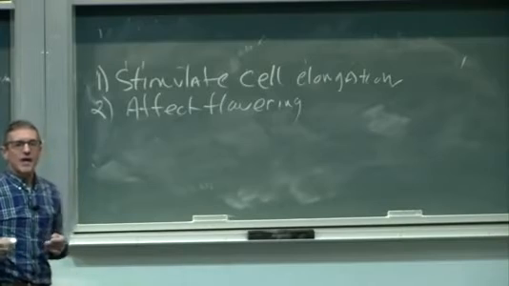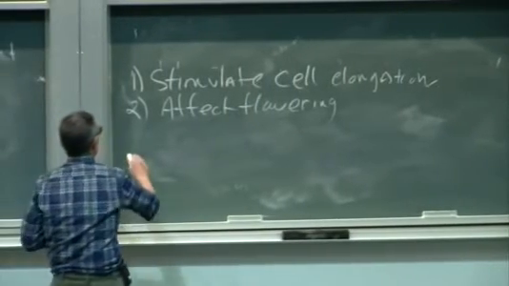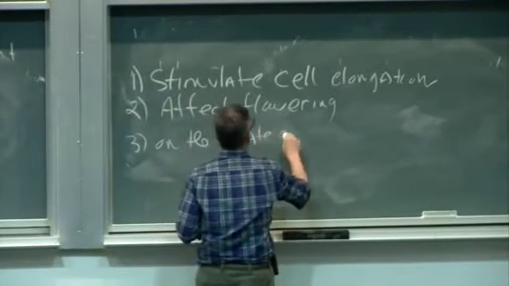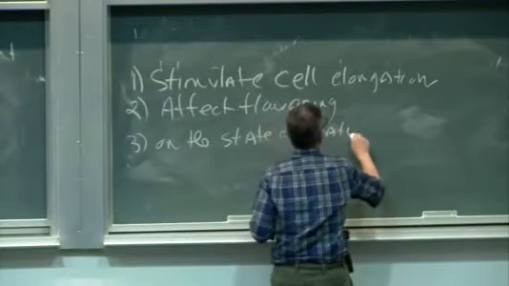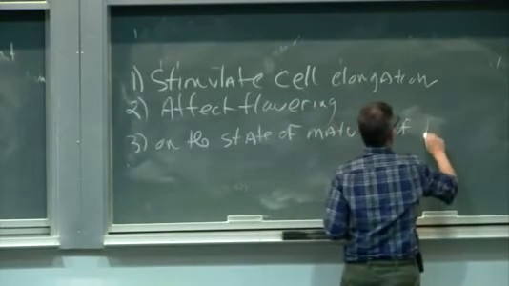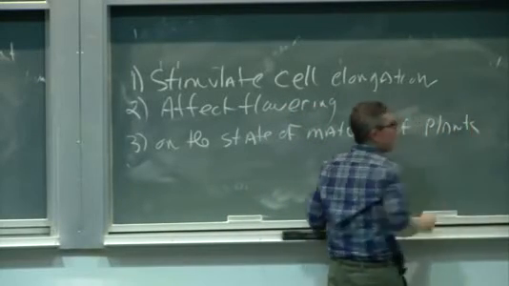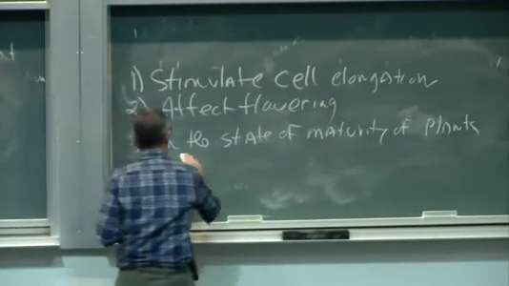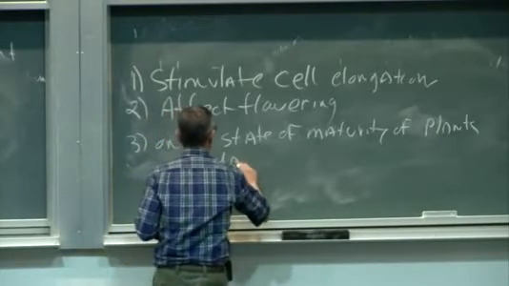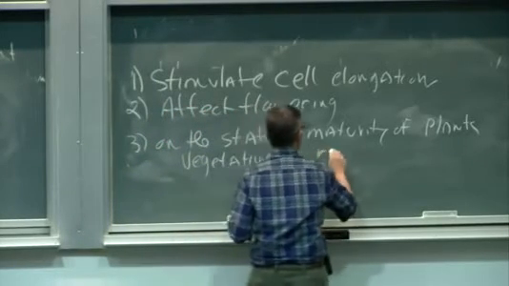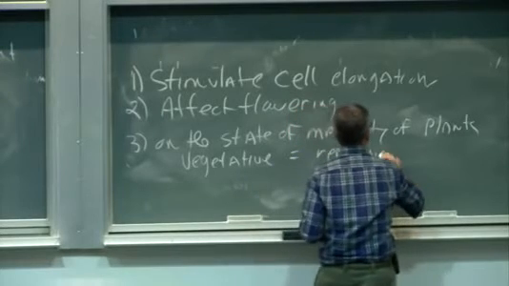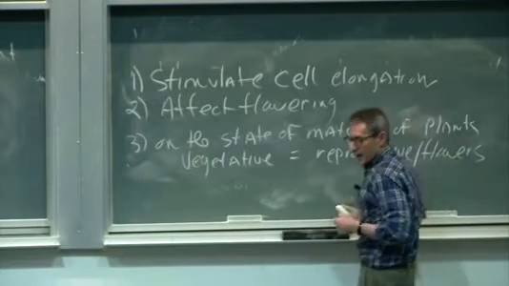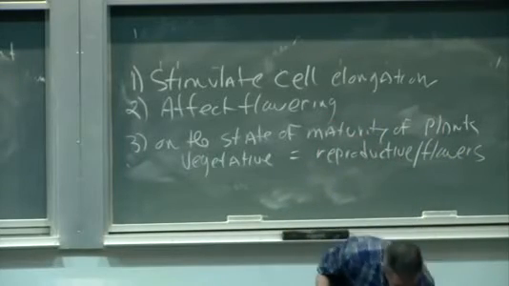The third is that they have an effect on the state of maturity of plants. And for our discussion, we will characterize these two states as vegetative and as reproductive. That is, there are flowers. And let me give you some examples of gibberellin effects.